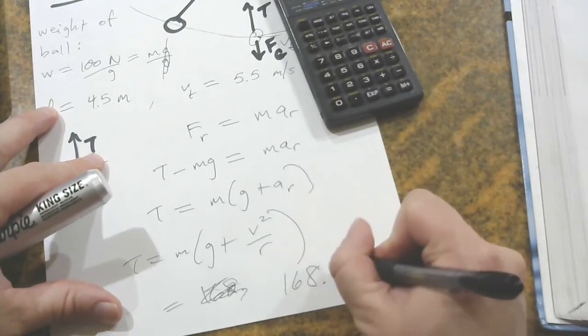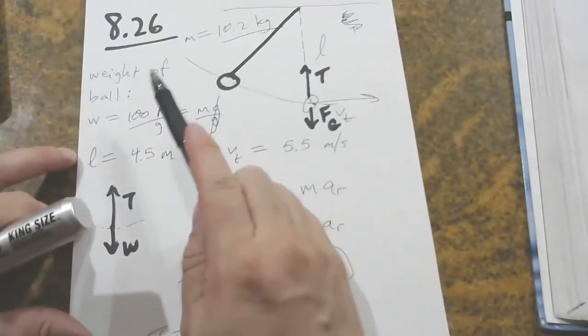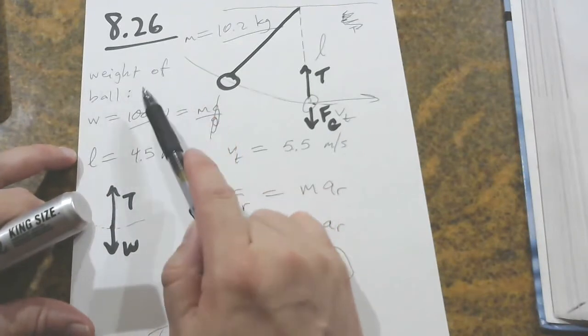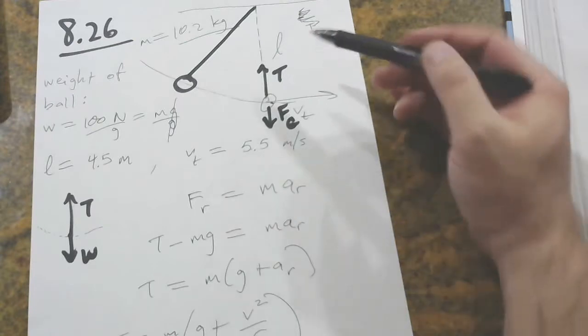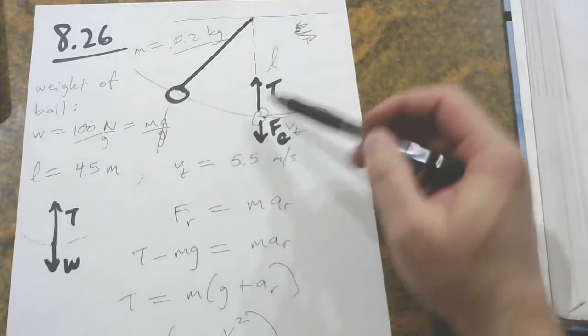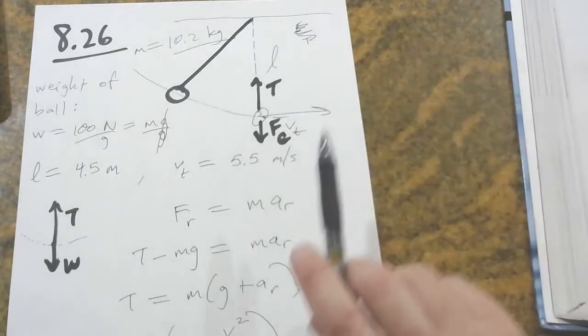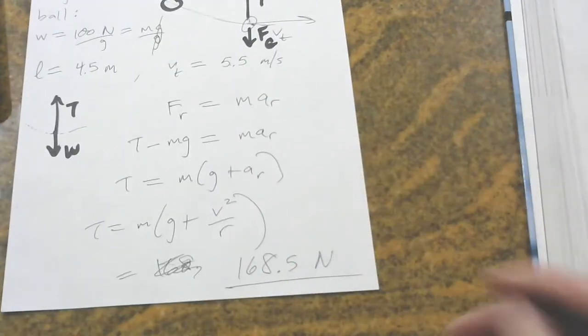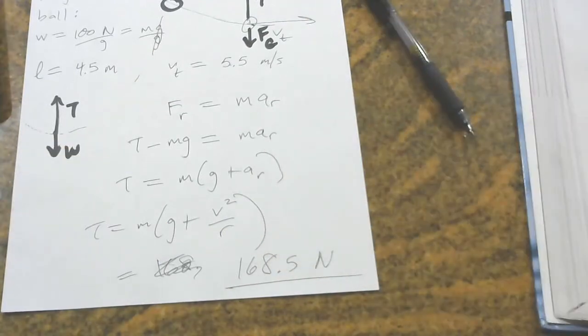Newtons, which you'll notice is greater than the weight, right? The ball only weighs 100 newtons. So why does the rope have to have more than 100 newtons of tension in it at the bottom? Because not only must the rope support the weight of the ball, it must also provide the centripetal acceleration. So the tension has to be even greater than the weight, meaning mg, of the ball.